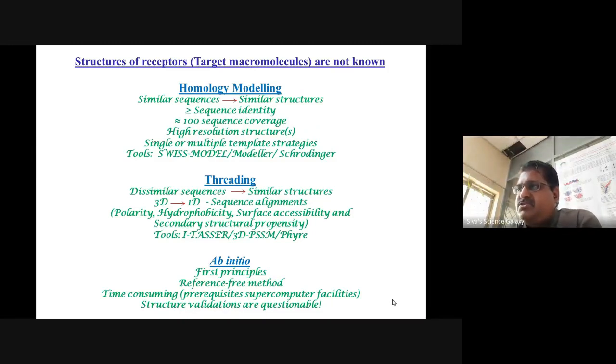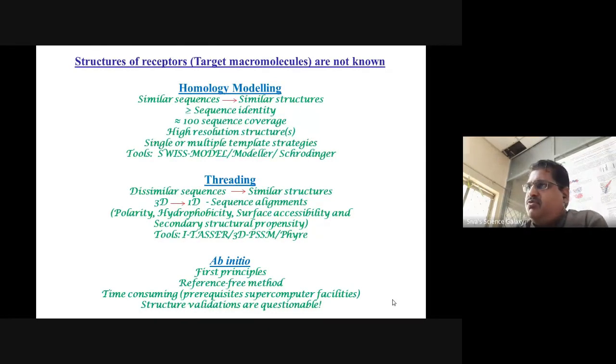The other method is called ab initio. Ab initio is a template-free method. Homology modeling and threading are template-dependent methods. The ab initio method works on the basis of first principles. However, the method is applicable only for peptides, not for proteins. The method is at a very early stage, and there is a lot of scope to improve it. One important limitation is that the structures predicted by the ab initio method cannot be validated in a straightforward manner. If you have any questions, I will answer them later.